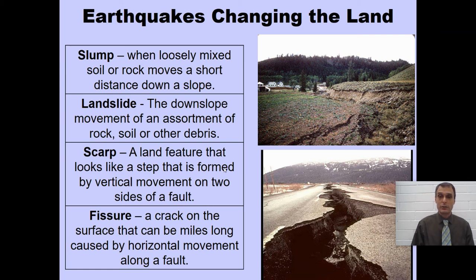And then a fissure, this is a crack opening up in the ground. This is in Anchorage, Alaska, from the 1964 earthquake that happened there. A large, miles-long, several-feet-deep, big crack opens up in the ground. Those are some land features that are formed by that.